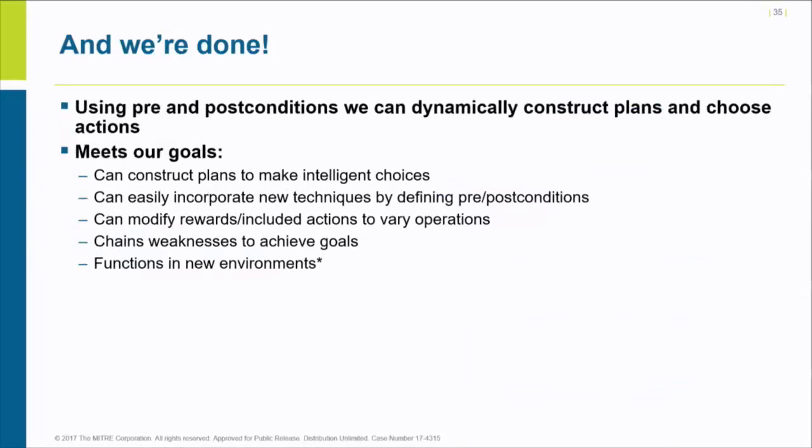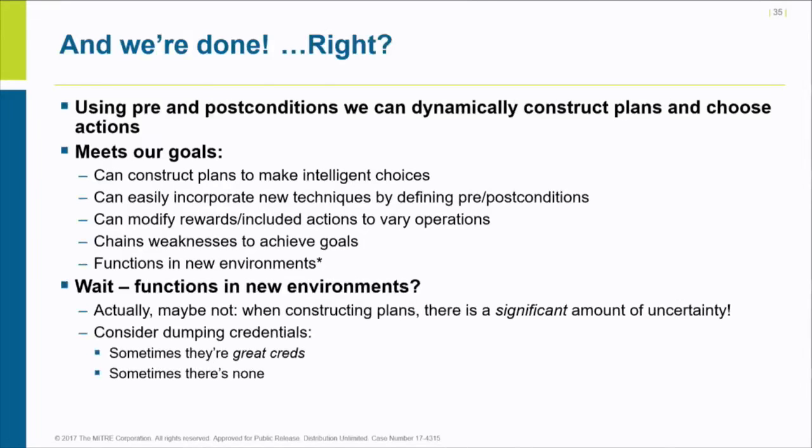So that's it, we're done. Preconditions and postconditions, we can dynamically construct plans. We can construct them to make intelligent choices. It's very easy to incorporate new techniques. All we have to do is define the preconditions, define the postconditions, define technically what you need to execute, then you're done. You just throw it in there, it figures it all out, it's perfect. We can modify the rewards as well as the actions we want to have in the operation, and that can help us vary what we're doing. We can chain weaknesses together because we have the preconditions and the postconditions. Then we can function in new environments. And there's an asterisk there because that's actually a little harder said than done.